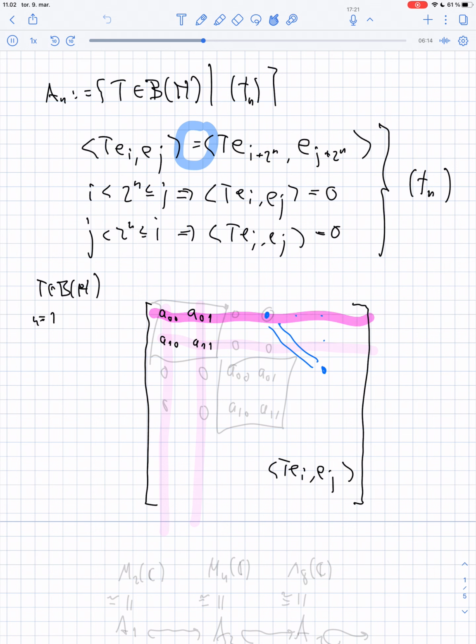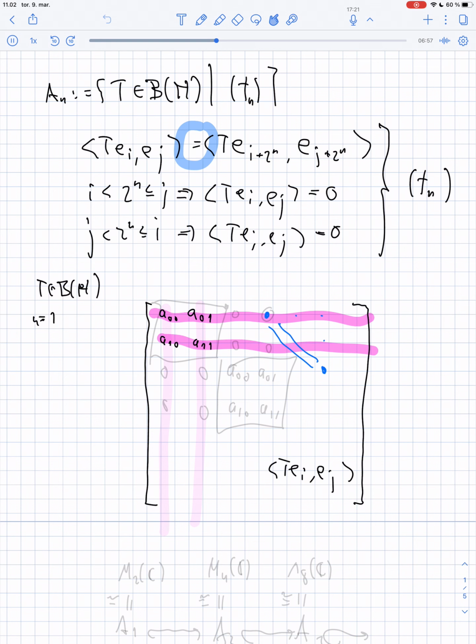So if we just take these two rows here, then by the repetition rule, I have told you what will happen everywhere else. And this I can easily do from the other two axioms, because the other two axioms say that if I'm in a situation where i and j are separated by 2 to the n, so this means that i is strictly less than 2 and j is bigger than or equal to 2, then these inner products must be 0.